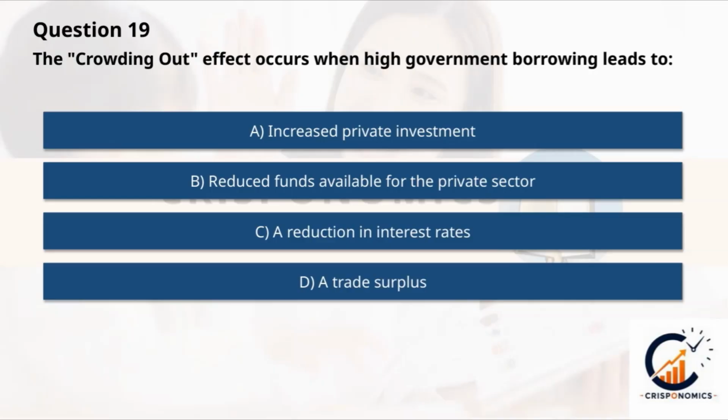Let's talk about the crowding out effect. This happens when the government borrows a lot, and it starts to impact the rest of the economy. Specifically, high government borrowing can reduce the funds available for private companies to invest or borrow. That means less money for businesses, which can slow down private investment. So, the key idea here is that government borrowing can crowd out private sector activity by limiting resources.